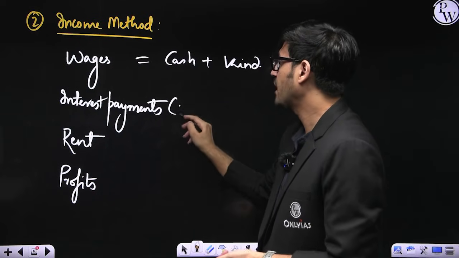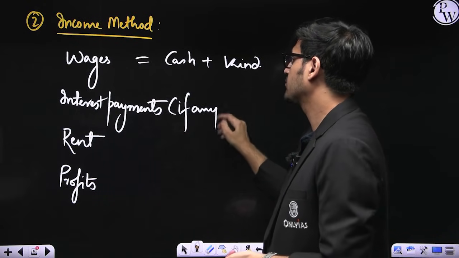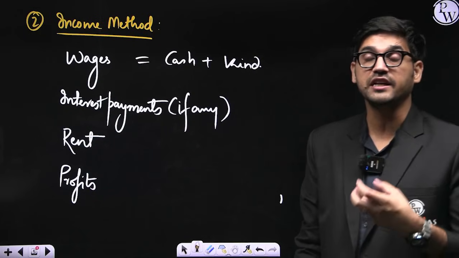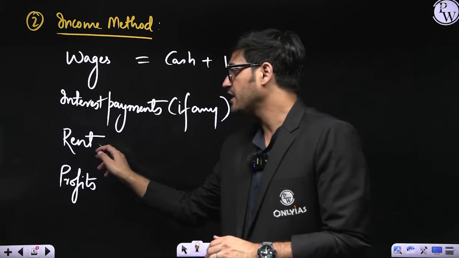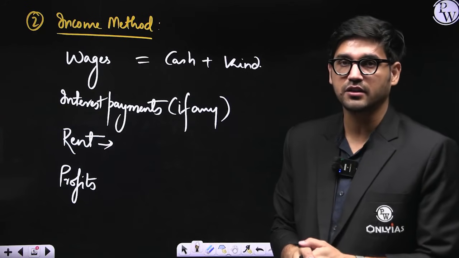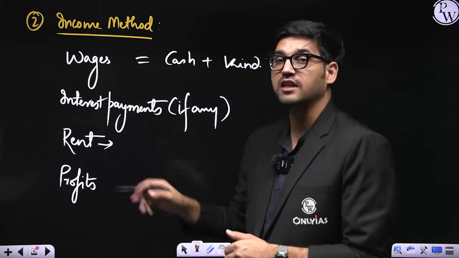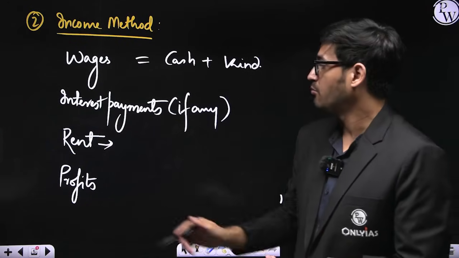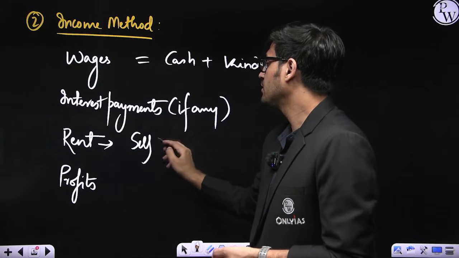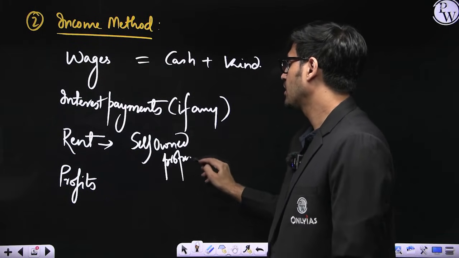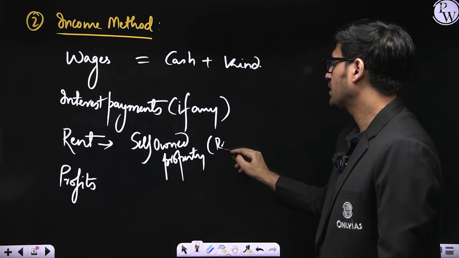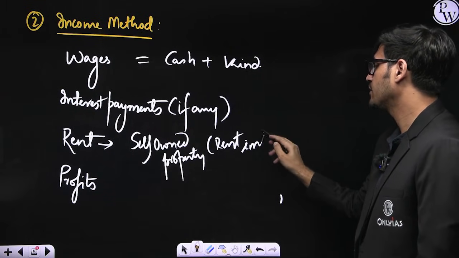Similarly, if the firm has borrowed any capital, on that capital, how much interest did they pay during this financial year? Similarly, if you have rented a certain property, how much was the rent that you had to pay? But if you are owning your own property, self-owned property, the value of rent shall be imputed.